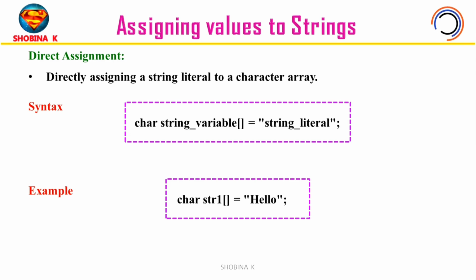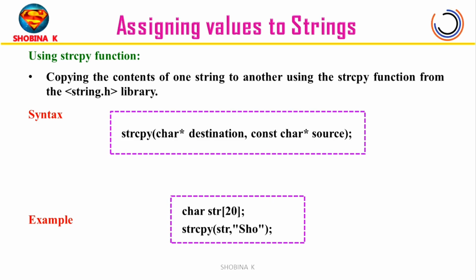Once an array is declared, you cannot directly assign a string to it using the assignment operator. Instead, if you want to change the value of the array later on, you can use the string copy function. The string copy function is used to assign a value to a character array by copying it.